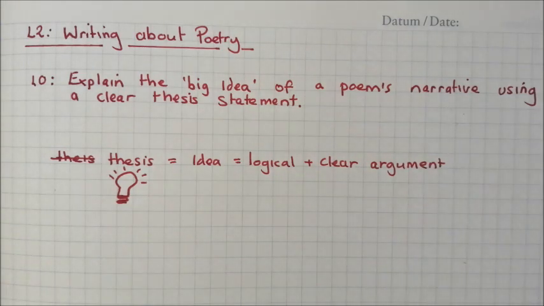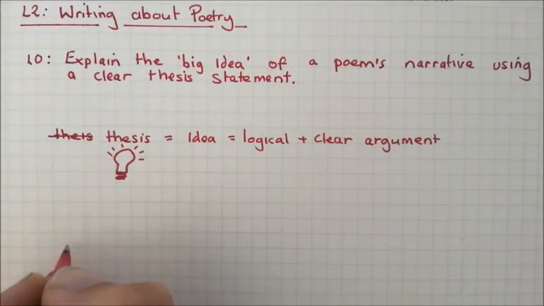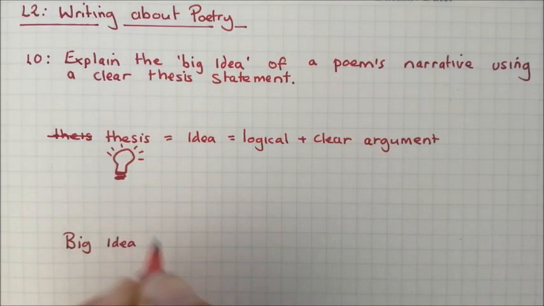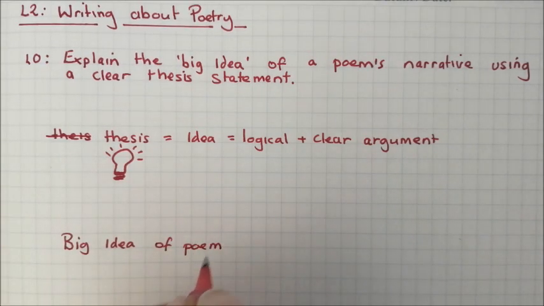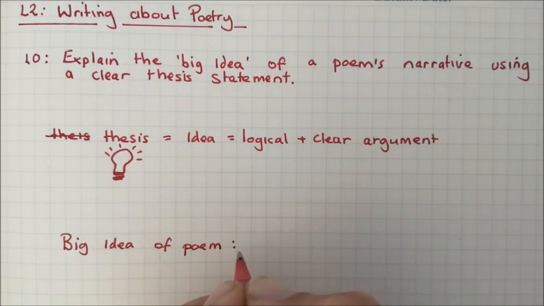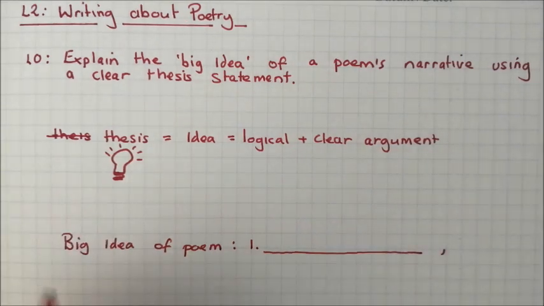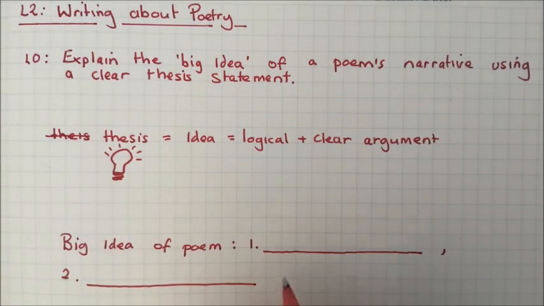So roughly, a thesis statement goes a little bit like this. You have your big idea and a sentence about your big idea, which sums up the whole of the poem. Okay. Then you have a colon, and then you break that down into three parts. So you would have clever idea number one, then clever idea number two, and then finally, clever idea number three.